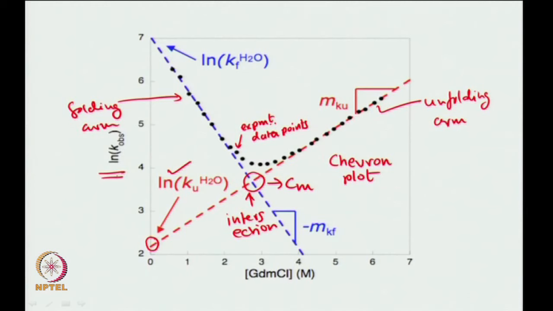On the left side you have the folded form, and that is being fit to ln Kf H2O minus m times d, and that is why mku is positive in this case, the slope is positive, and it is minus mkf, which means for the folding arm the slope is negative, because kf decreases if the concentration of d is increasing. This is essentially what your chevron plot is.